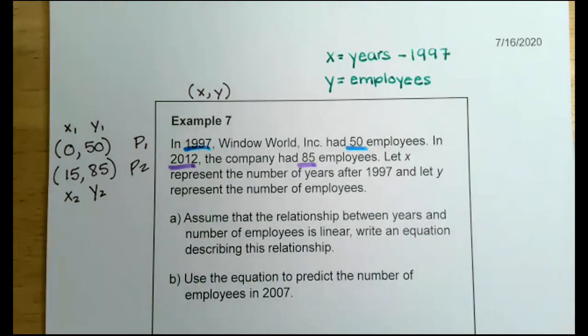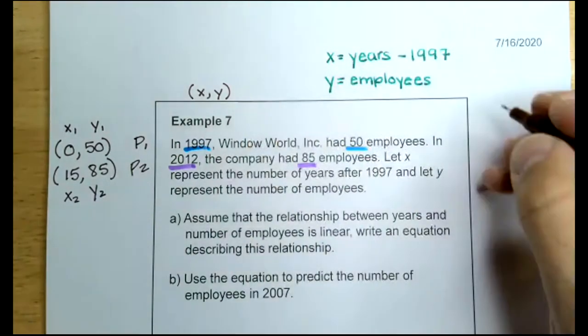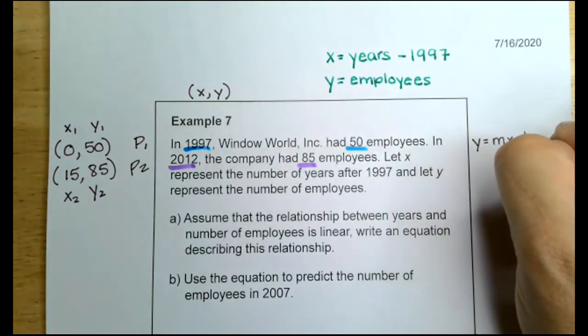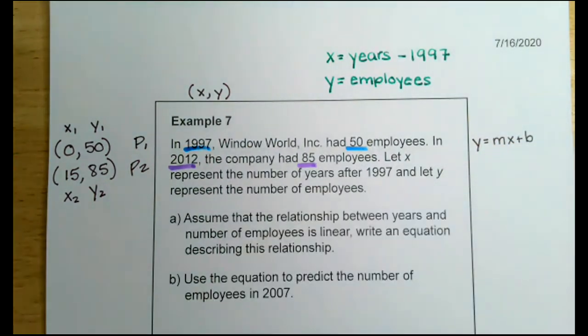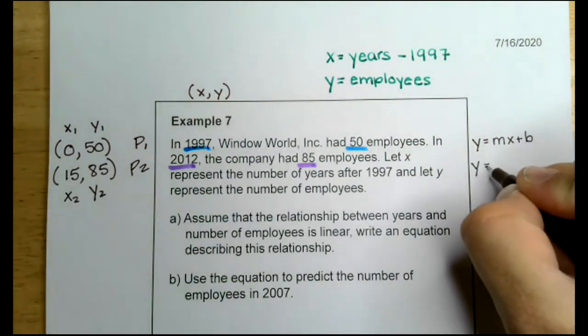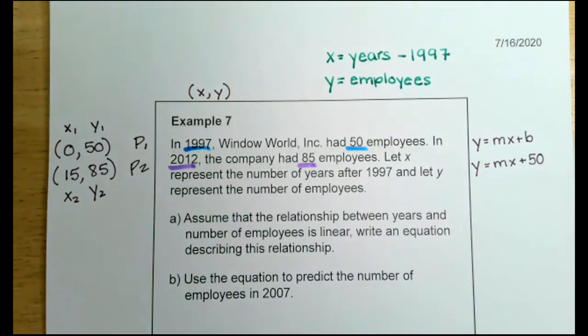So we can make our equation. Y equals mx plus b. And we know our b, right? Our b is a positive 50. So Y equals mx plus 50. Now we just want to find our slope.